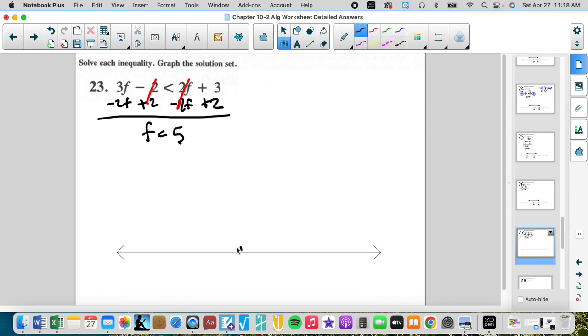So let's graph that. I write where my 0 is. I show where my solution is. It's an open circle. Values are less than.